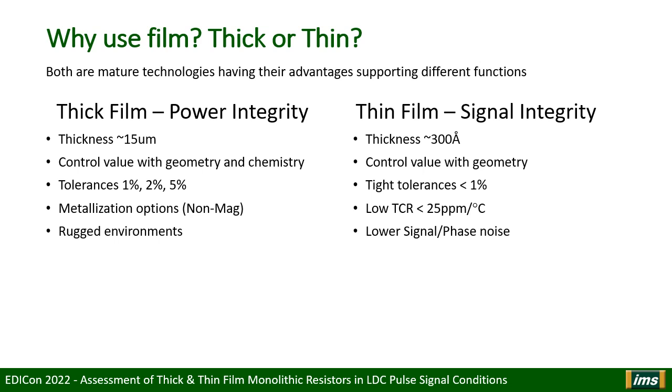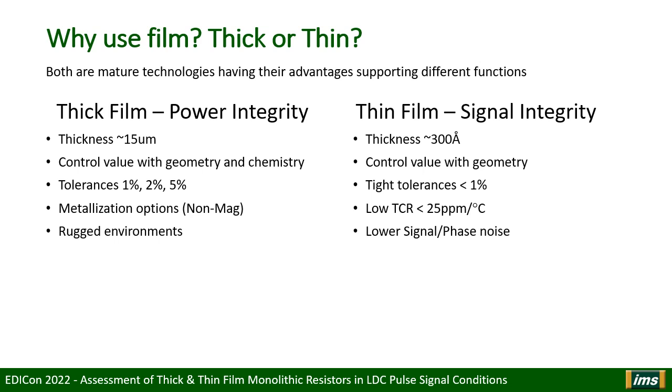Thin film passive resistive components control value mainly with geometry and exposure time to the material sputtering process. They can be trimmed, but generally aren't. They're produced in large quantities of standard values and may use passivation epoxy instead of a glass.